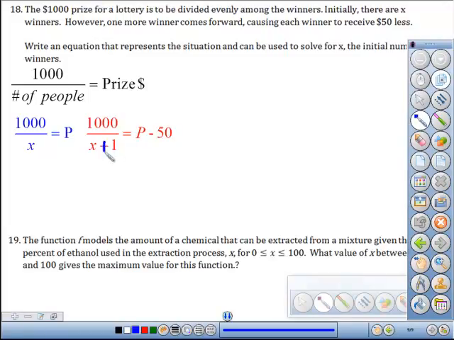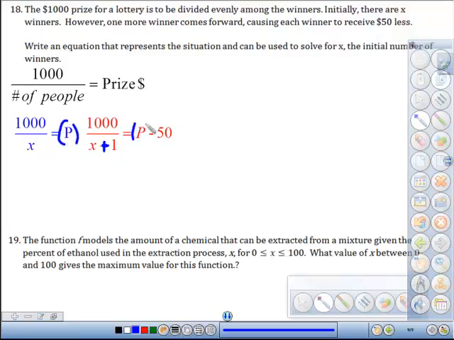So let's see what this pans out to be. This should be a plus right here. So we're going to take these two equations and try to make this happen. Okay, so $1,000, and we've got another person. One more winner comes forward, so another person that we have to divide it by, and then they have $50 less. So looking at this red equation, I know what P equals.